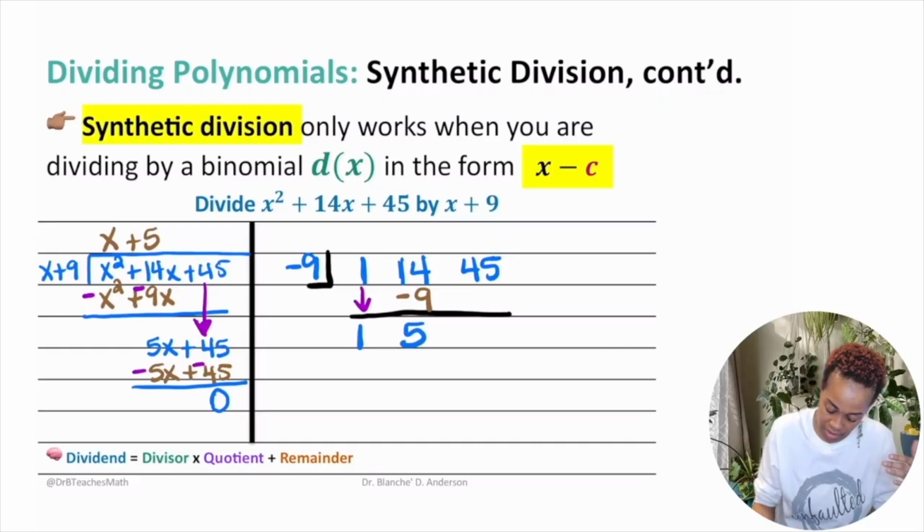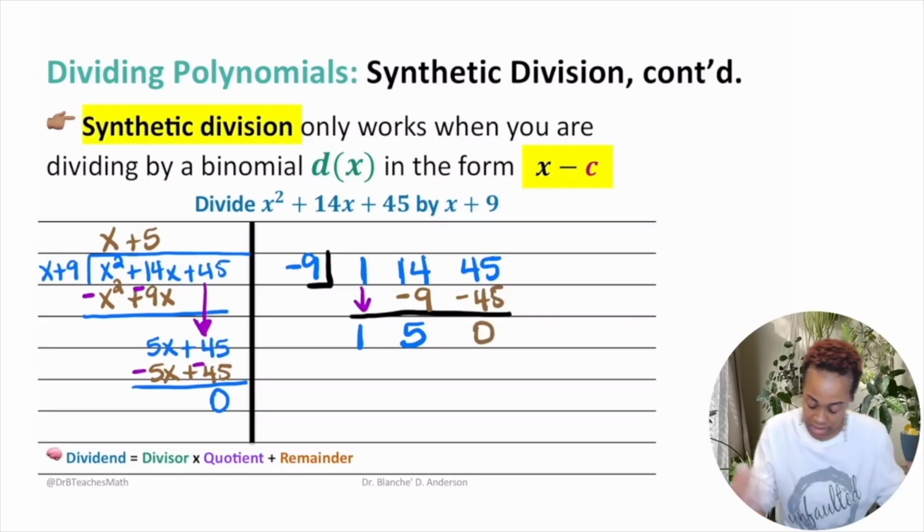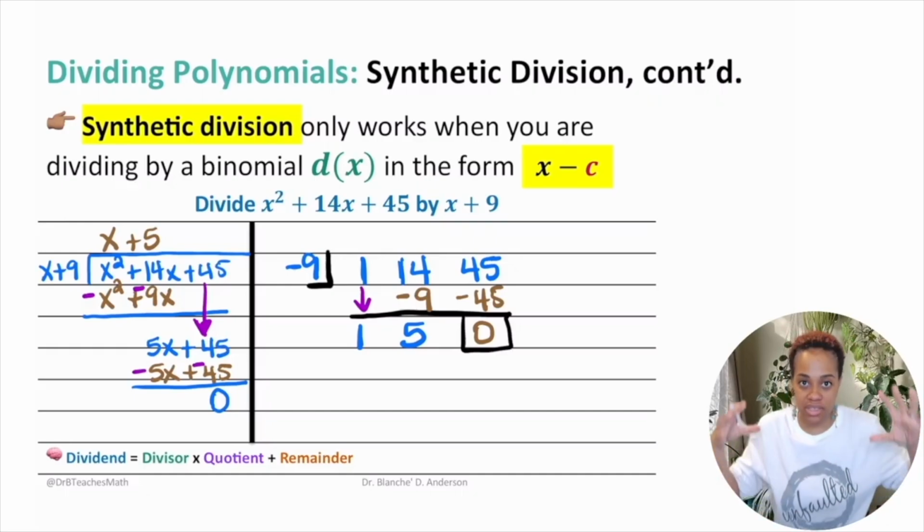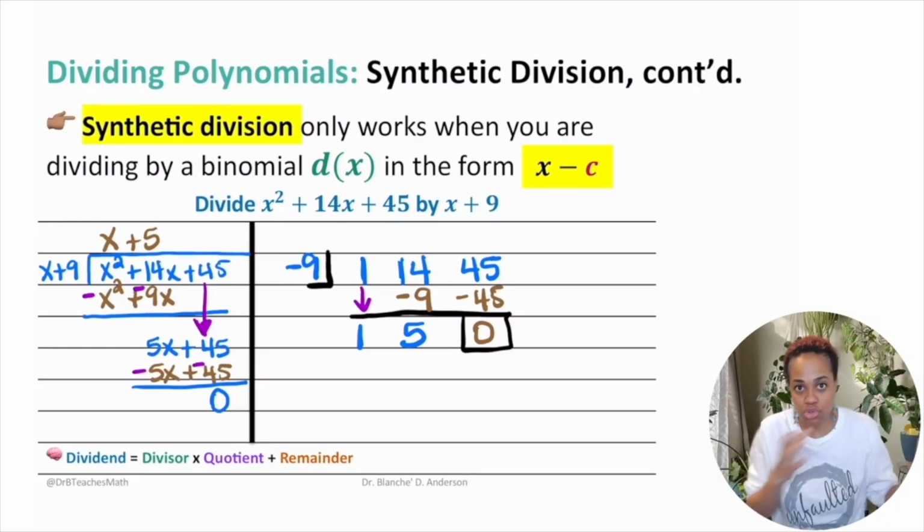And then you say, okay, 5 times negative 9, that's negative 45. And then you say 45 plus negative 45, that is 0. And since I've gotten to the end of this process, that's my remainder. Now, all you have to do is convert it back to using variables.